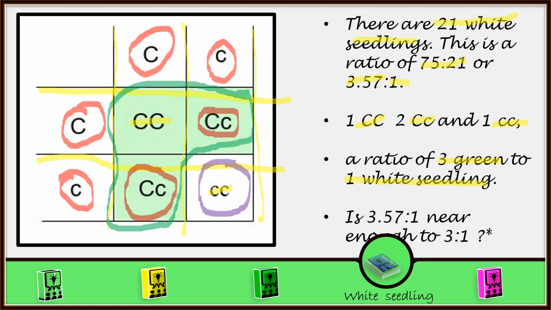Is 3.57 to 1 near enough to 3 to 1? That's a question. Is 3.57 to 1 near enough to 3 to 1?